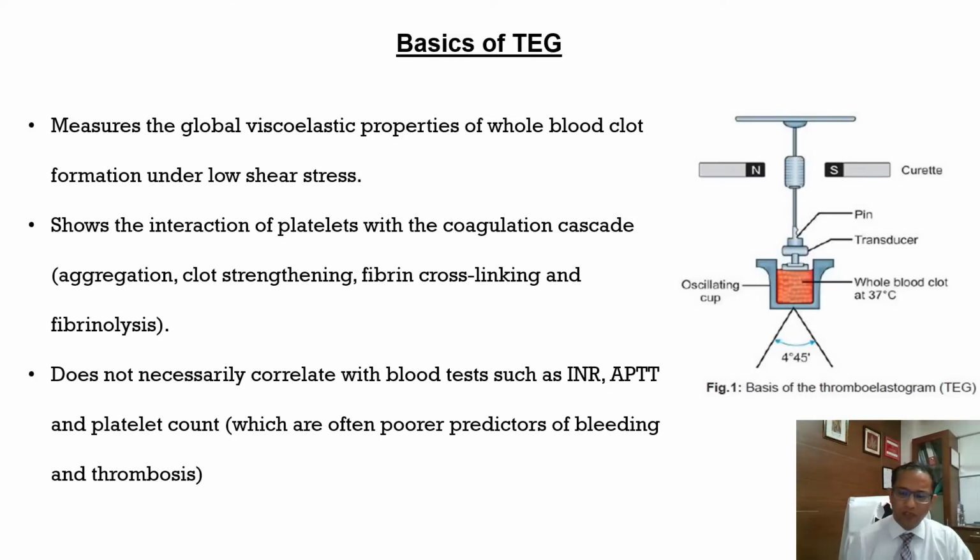So coming to the basics of TEG, or thromboelastography, it is a global test, that means it covers the entire life cycle of the blood clot. It utilizes the viscoelastic properties of whole blood, and shows the clot formation under low shear stress. So all these words are very important. It is a point of care test in which the interaction of platelets with the coagulation cascade is seen. It does not necessarily correlate with the conventional coagulation tests such as PT-INR, APTT and platelet count, but nonetheless it gives you the full and whole life cycle of the blood clot.